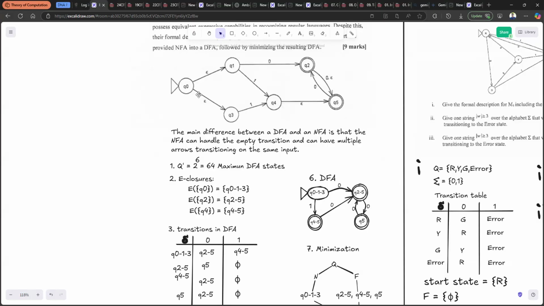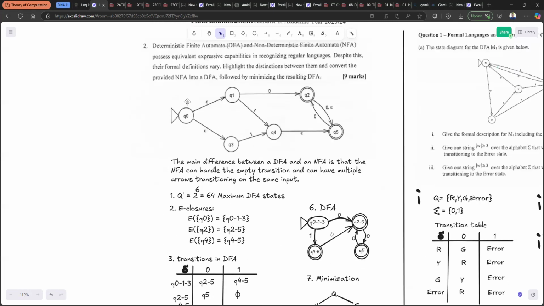So on Q0, we can either go to Q1 or Q3. So we have to merge these 3 states. Wherever you see Q0, we're actually talking about Q0, 1, or 3. Then for Q2, it has an empty transition to Q5. So where we see Q2, it could also be Q25 or Q5. And then Q4 to Q5 is also the same thing.